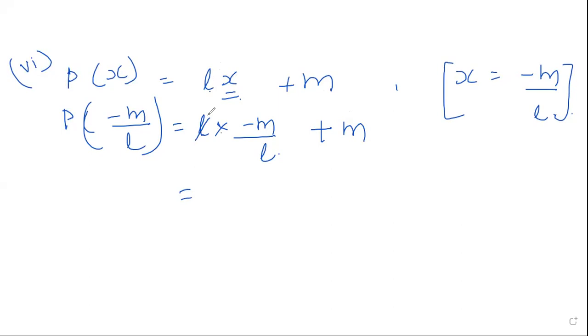So L and L get cancelled. Minus m plus. If L is cancelled, what is there? Only minus m is there. So I have written here, write this plus m here. Okay. Plus m minus m gets cancelled. It is 0. Okay. So the value x is equal to minus m by L is the 0 of a polynomial.